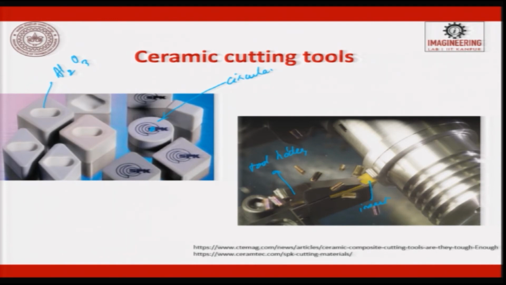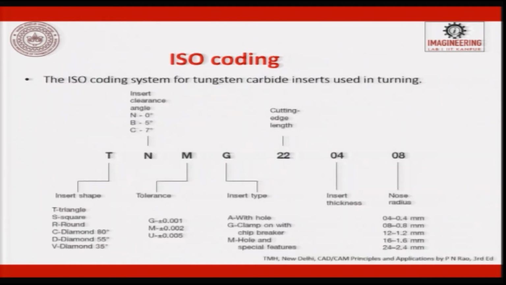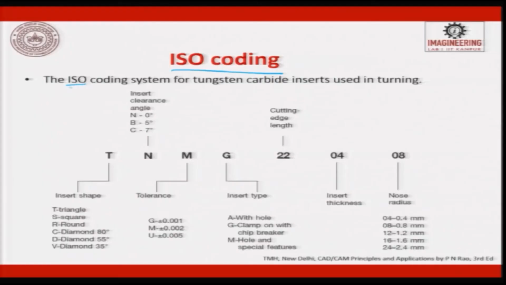Tool holder. Like the 6 cutting angles and 1 nose radius which are given to a tool for the specification, here we also have ISO codes for tungsten carbide inserts. This is a typical example I am taking, but it differs and varies from company to company. You are supposed to look at the company catalog.